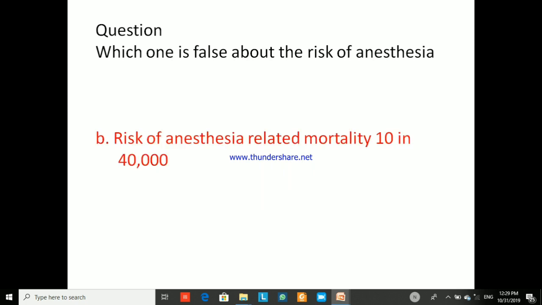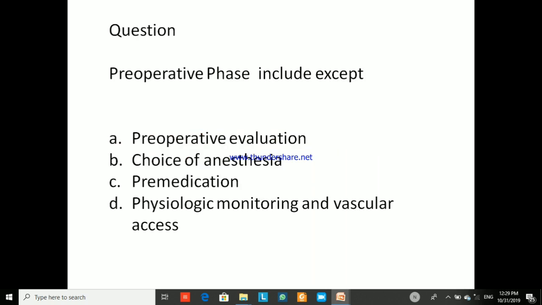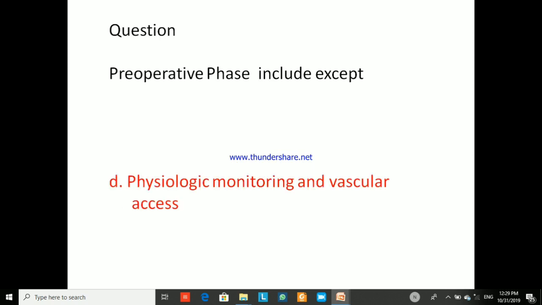Question. Which one is false about the risk of anesthesia? B. Risk of anesthesia-related mortality 10 in 40,000. Question. Preoperative phase includes except: preoperative evaluation, choice of anesthesia, premedication, physiologic monitoring and vascular access. Question. Preoperative phase includes except: D. Physiologic monitoring and vascular access.